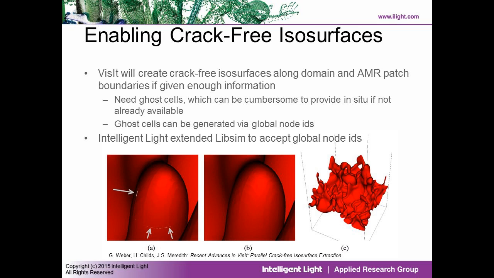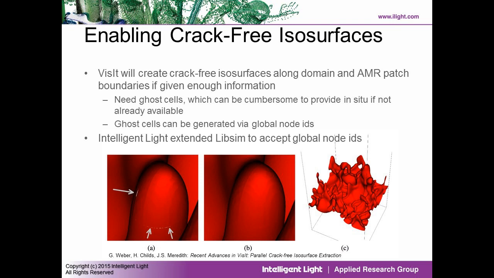One of the ways that it can do it is through the use of global node IDs. So we went into LibSim and added support for global node IDs, so you can pass that from the simulation into LibSim, and that gets up to VisIt and lets it calculate the ghost cells that it needs to generate these crack-free ISO surfaces.